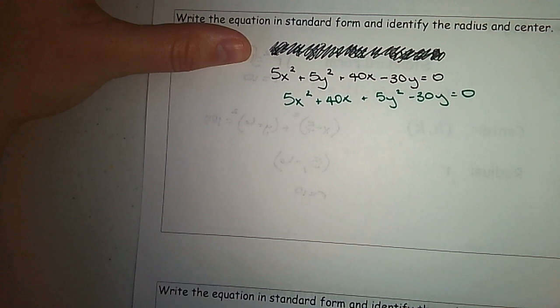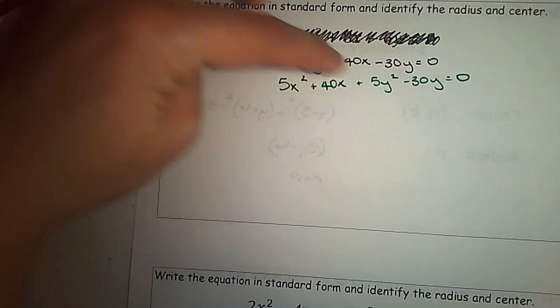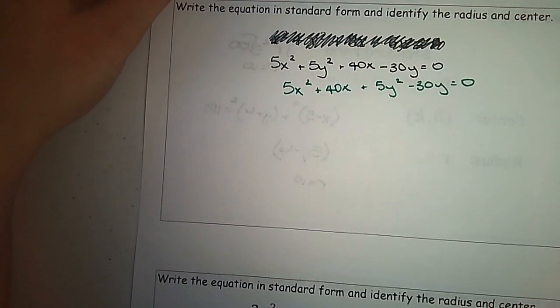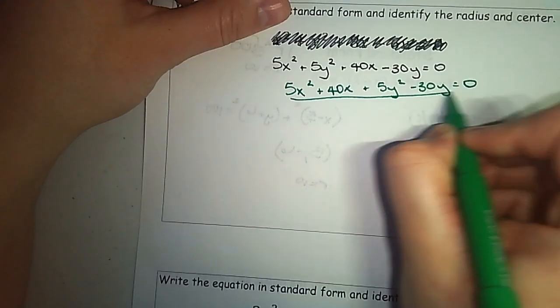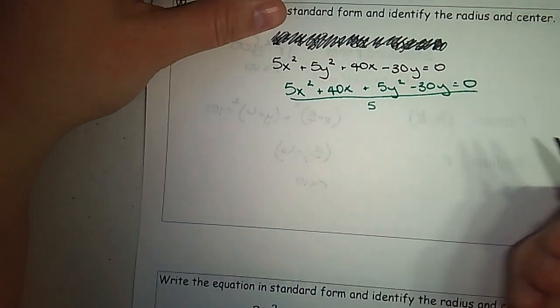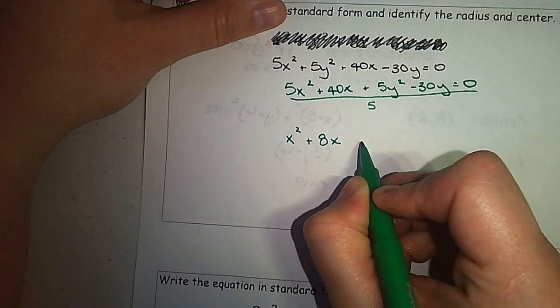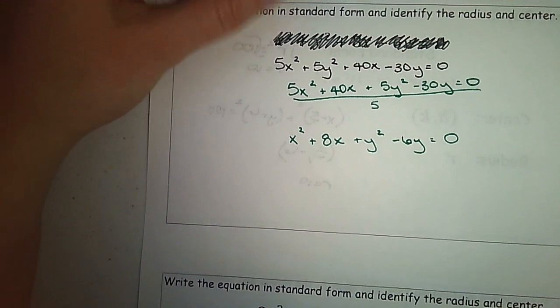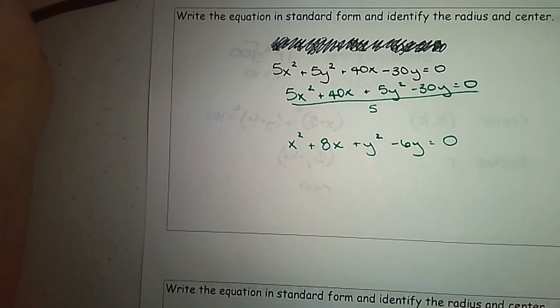Next thing I said, remember when we're completing the square, we always want to have those leading coefficients. Those always have to be 1. So in this case, in order to make that 1, I'm going to divide both sides by 5. You remember one of our rules for completing the square was that those leading coefficients had to be 1. All right, now we are set up for completing our square.